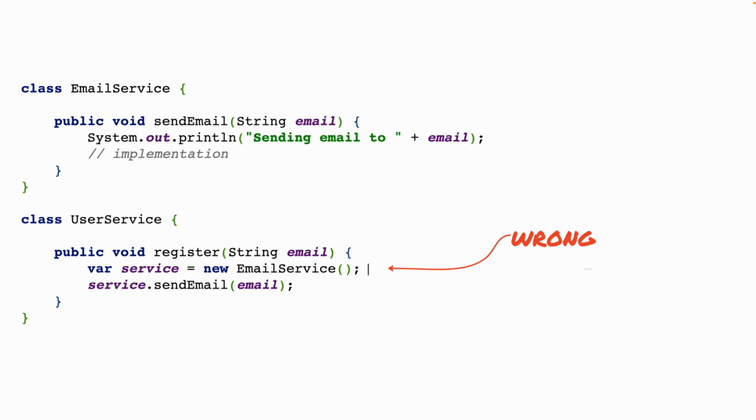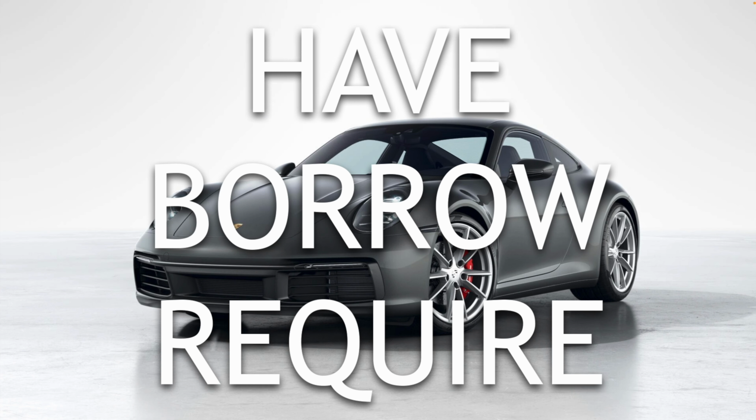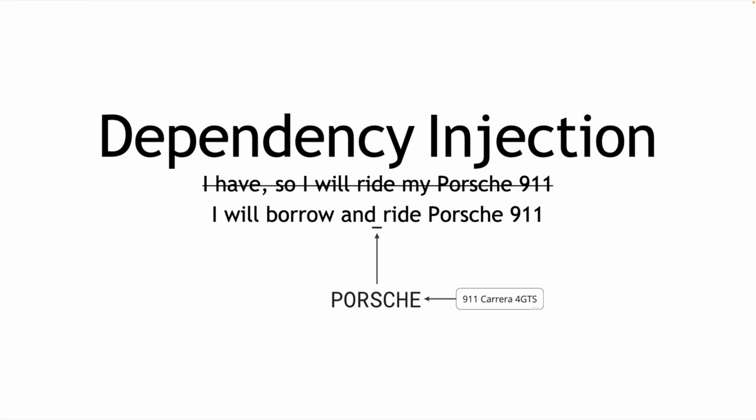Firstly, let's define dependency injection in a more human and understandable way. Let's introduce three terms: have, borrow, and require. Dependency injection is changing the first term into the second one. But have a look at the example. Instead of saying "I have, so I ride a Porsche 911," we would say "I borrow and ride a Porsche 911." Let's consider it an advantage, because we don't need to own the car, we can borrow it, pay for the time we use the Porsche and return it when unused.